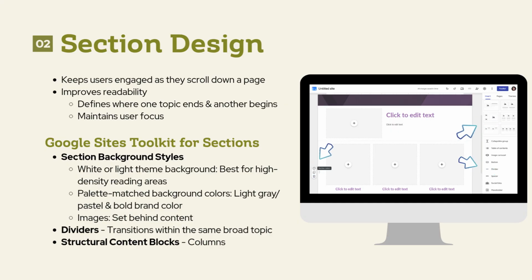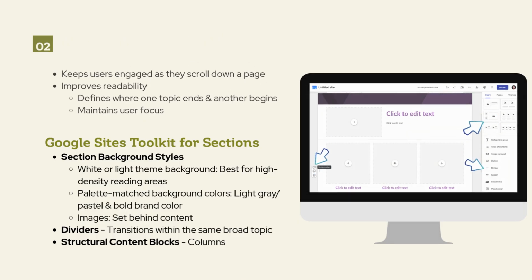The toolkit includes dividers, which are perfect for creating clean, subtle transitions when you're moving between subtopics within the same broad category. Finally, we have structural content blocks, which allow you to instantly format your section into organized columns. This lets you sit text and media side by side seamlessly.